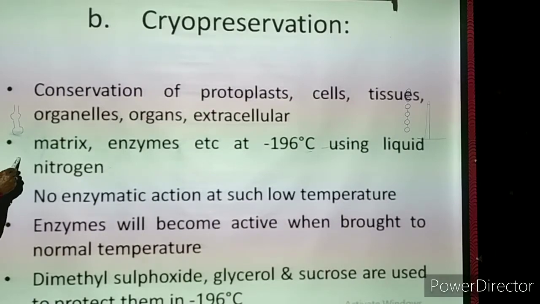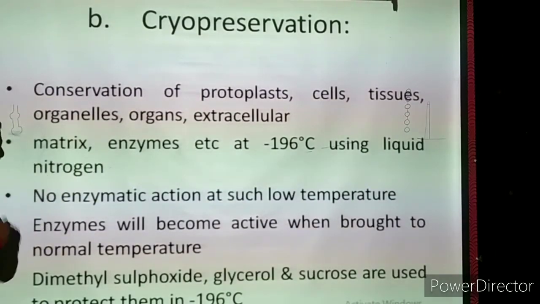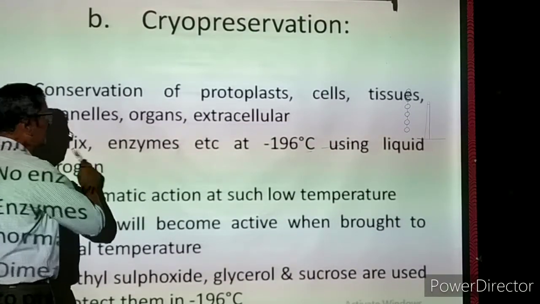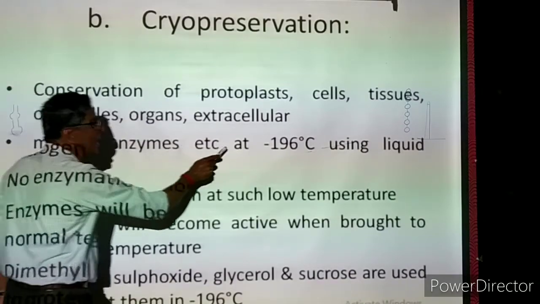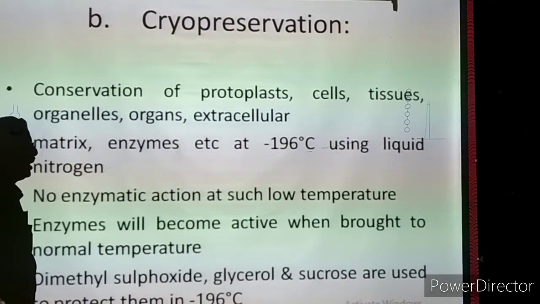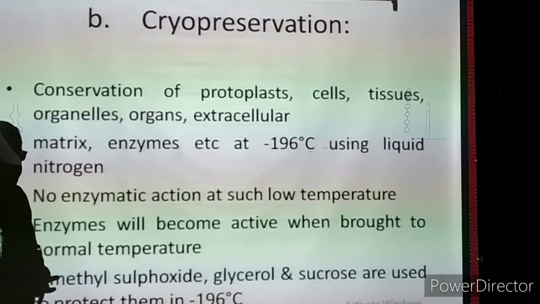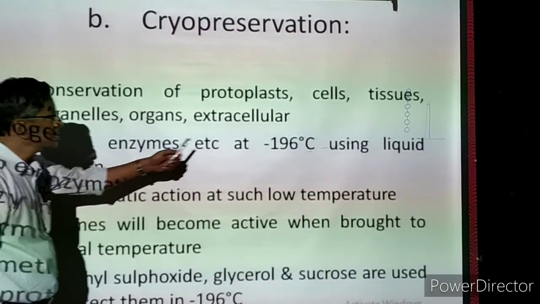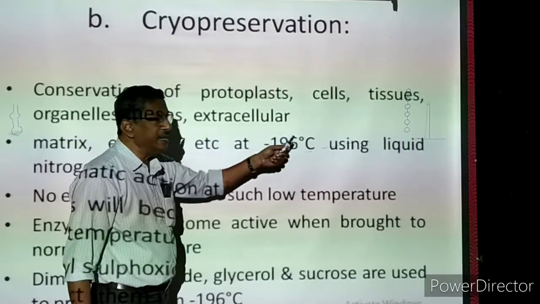The next one is extracellular matrix. Now, what is the meaning of matrix? Matrix means some jelly-like substance will be present. Enzymes, etc. can be stored. All the things can be stored at minus 196 degrees C. Now, 0 degrees itself is the freezing temperature, but here it is going to minus 196.